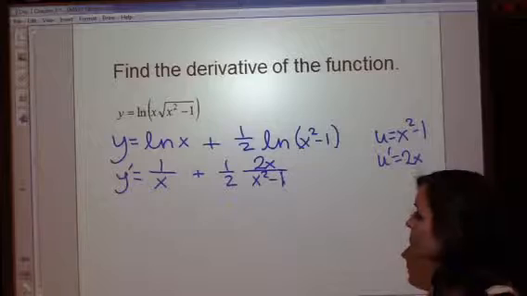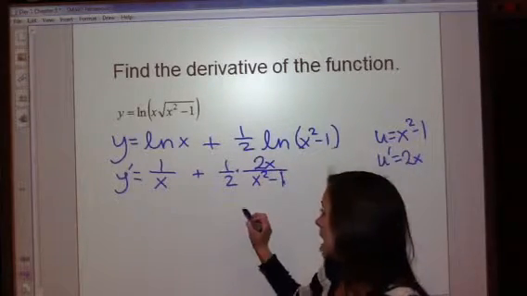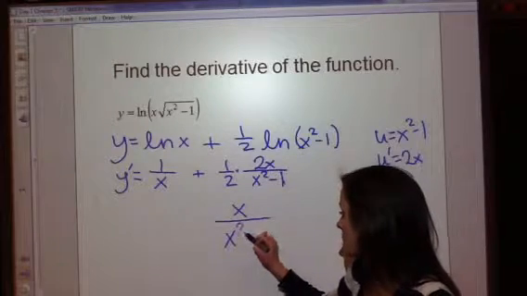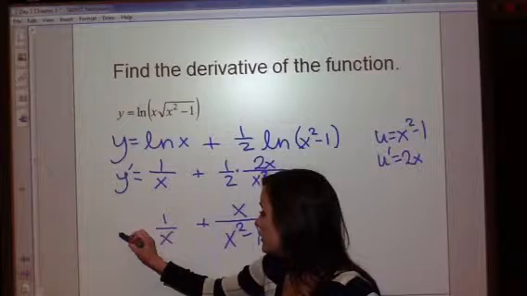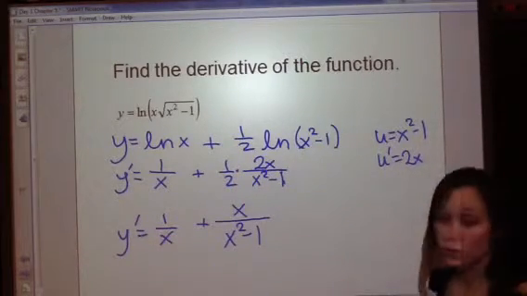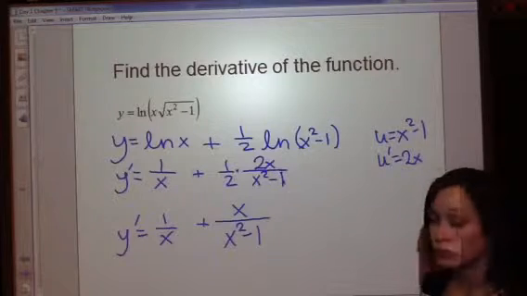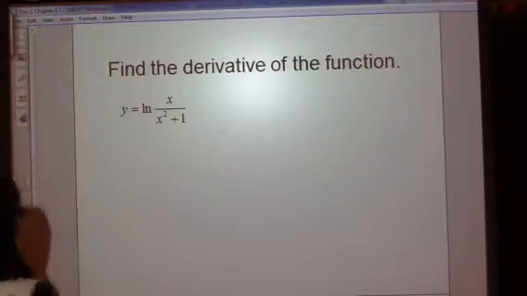There you go. So let's simplify this because it's being multiplied. You would get x over x squared minus 1 because the 2's would cancel. Now, some of you might have rewritten this part as x plus 1, x minus 1, and that is fine as well. Your answer will be a little bit different than mine.